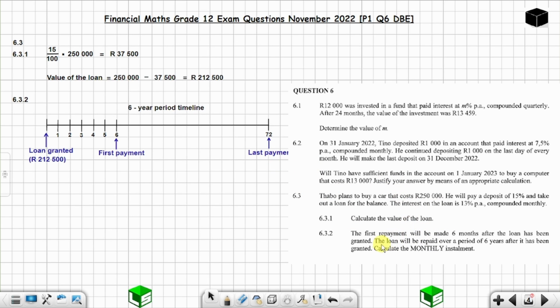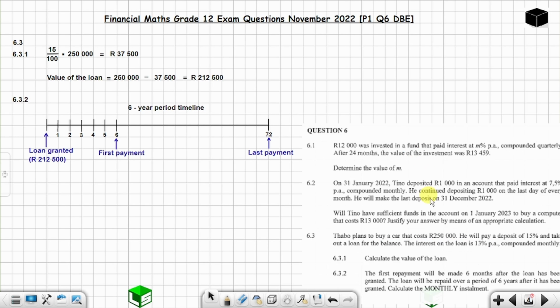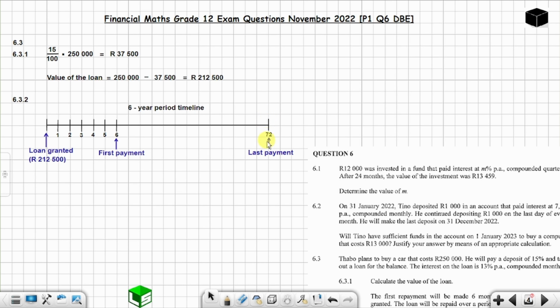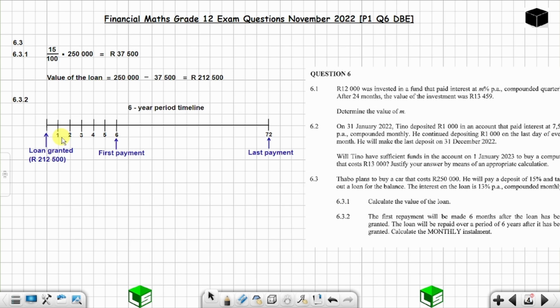Because the loan will be repaid over a period of 6 years, this is the last payment at the end of 6 years. When you check, you are going to see that you have 1, 2, 3, 4, 5 missed payments. The first payment was supposed to be made there, but it happened that the first payment is made here. So you have 5 missed payments.